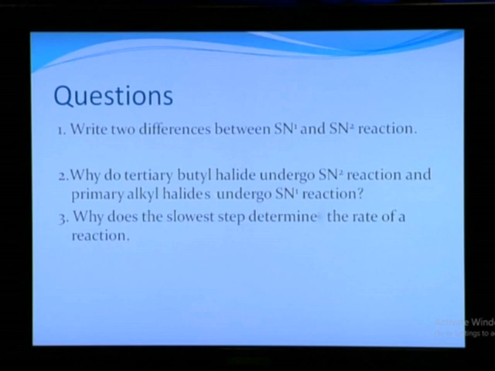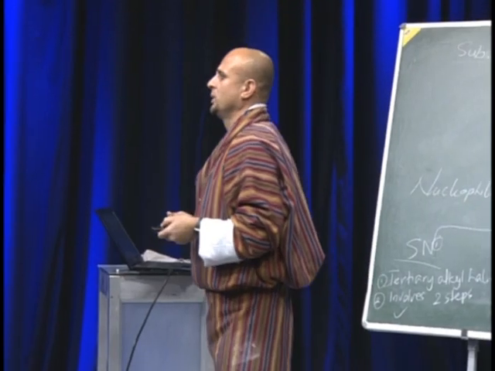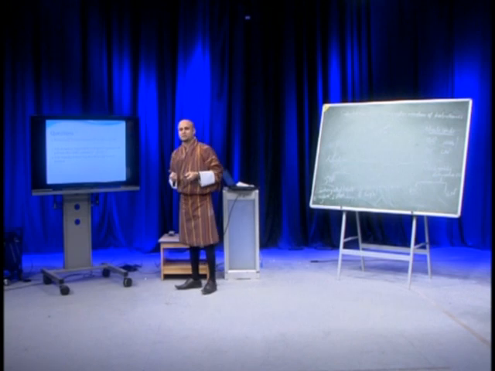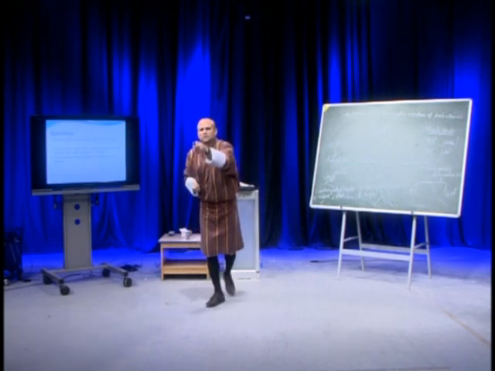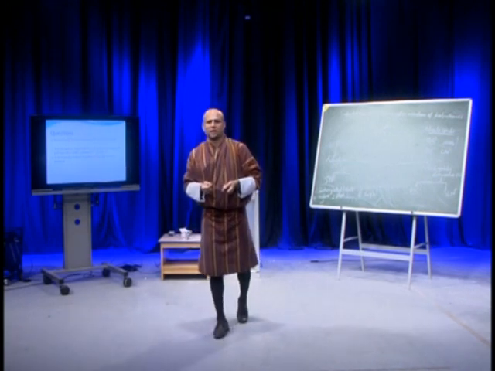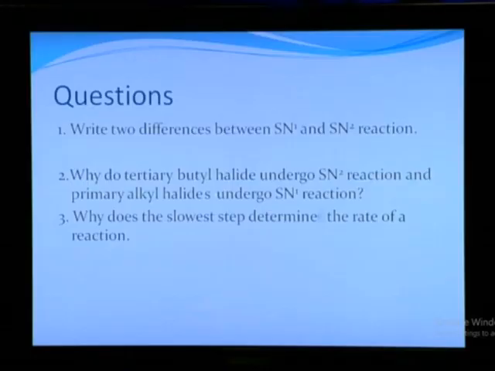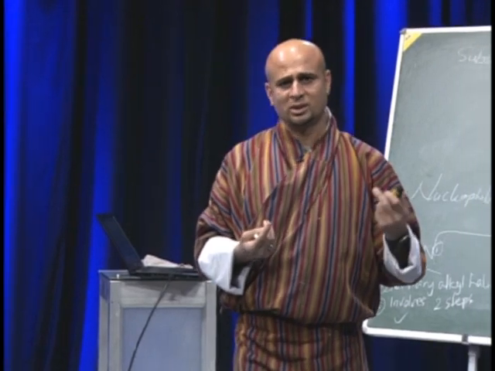And the third question is, why does the slowest step determine the rate of a reaction? Always, why is it the slowest step that determines the rate of a chemical reaction? Why not the fast step? So this is the third question. Please explore through different resources, get the help of your respective chemistry teachers, and then answer these questions.